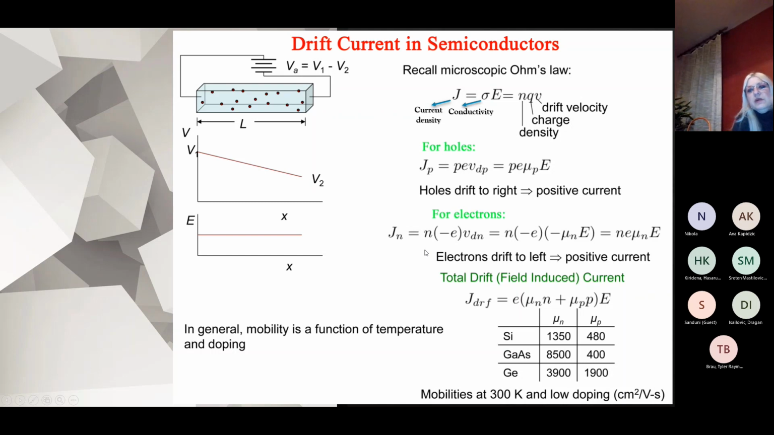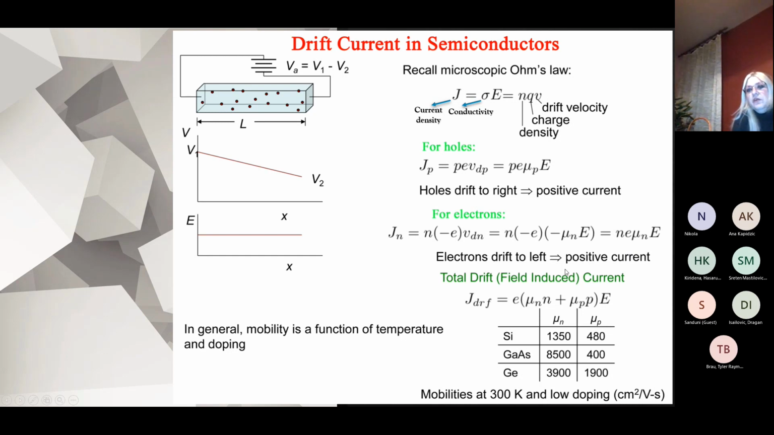Now for electrons, we're going to have basically the same equation. Just now we have the number density of the electrons, and then a negative sign for the electron charge, and then we also have a negative sign for the drift velocity of electrons, so basically this expression will be positive. So when we said electrons drift to the left, it gives a positive sign, because electrons going to the left plus the negative charge will basically be a positive current.